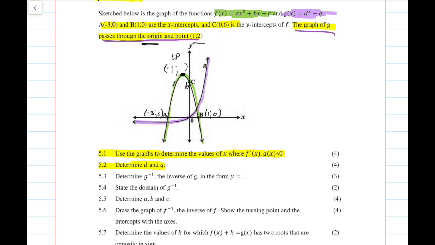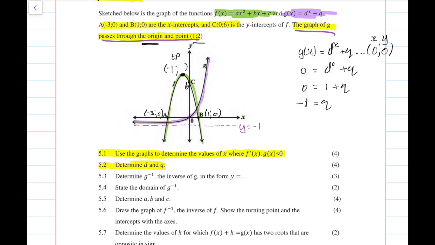For us to do this, we're going to say that g of x is equal to d to the power of x plus q. And if we sub in the origin's point first for x and for y, that is going to be 0 is equal to d to the power of 0 plus q. This is 1 plus q. So therefore q is -1. So we know that the asymptote for this graph is basically y equal to -1.